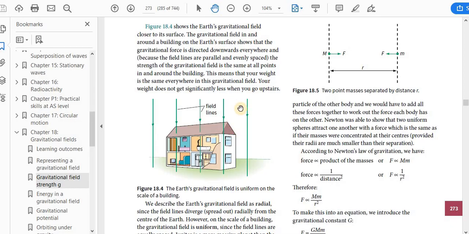Okay, so over here you can see that these field lines are parallel to each other, and the distance between them is also the same. So everywhere over here the force on an object is the same. That means the weight of an object is the same anywhere in this field. It doesn't change. It will be the same because the field is the same, a uniform field.